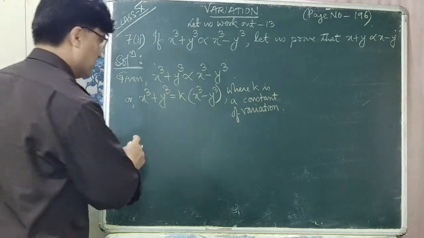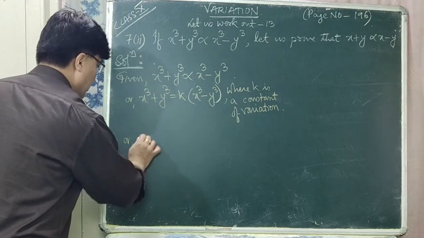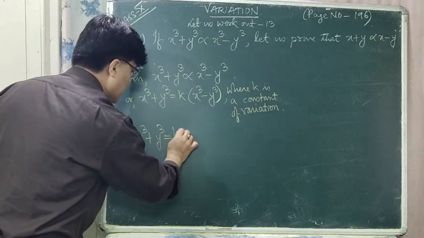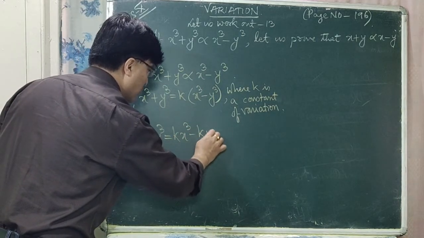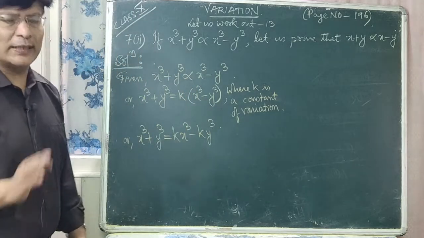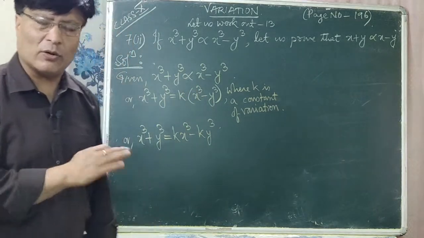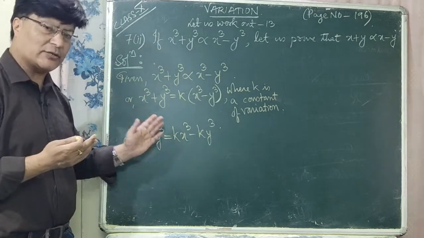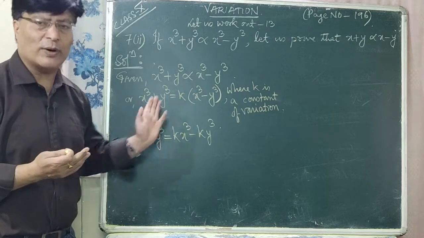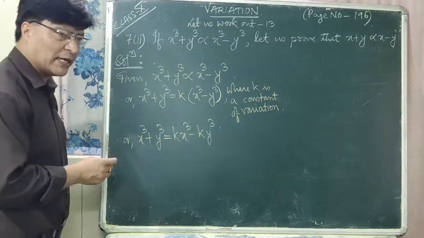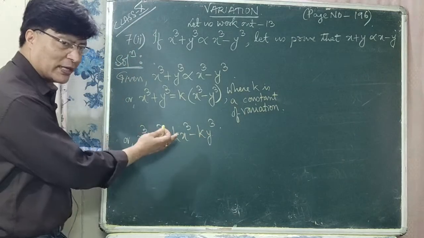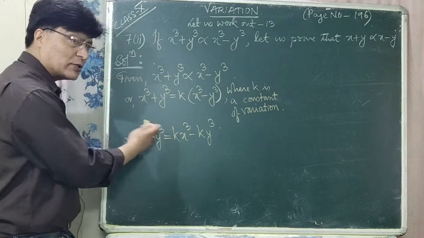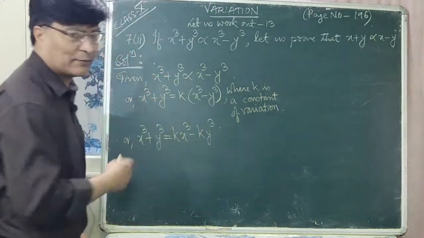So let us simplify it first, right? So x cube plus y cube is equal to, multiply by k here, it is kx cube minus ky cube. So let us keep the terms containing y on the left hand side and x on the right, or you may keep terms containing x on the left hand side and terms containing y on the right hand side. So now what do we do? We keep the y cube term on the left side and the x cube term on the right side, or we can keep the x cube term on the left side and the y cube term on the right side as well.